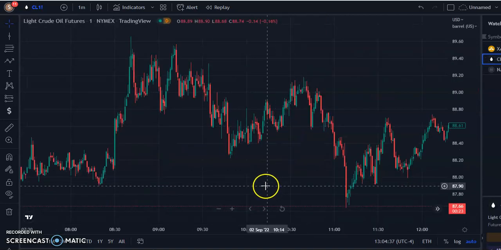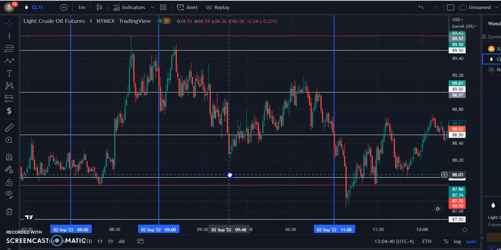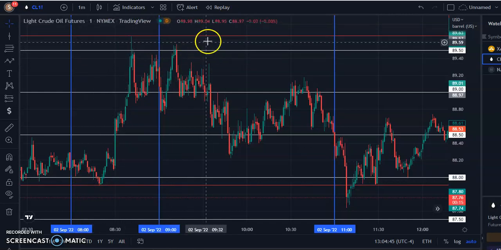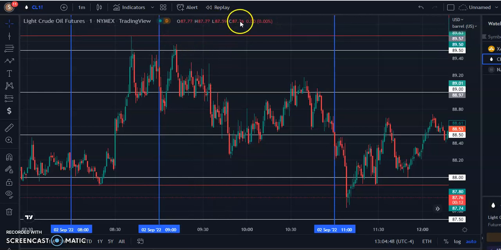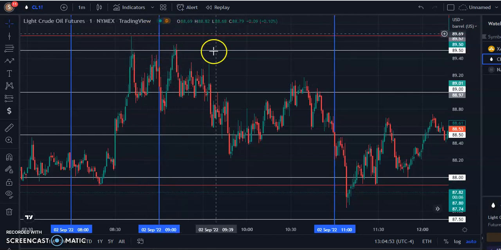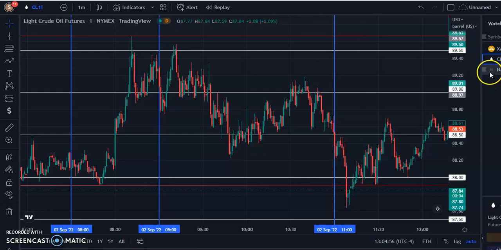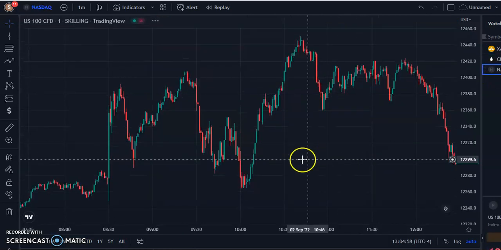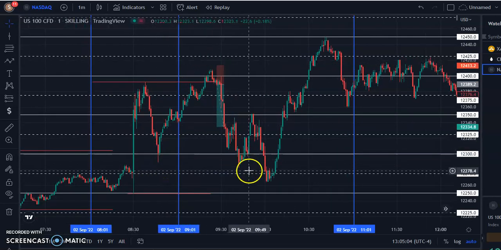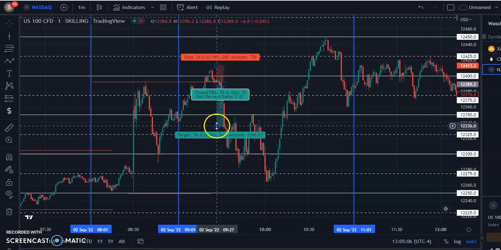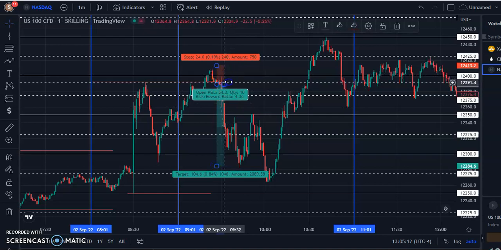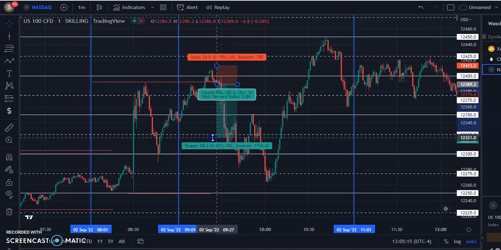Oil, the same. It was choppy, and it gave a pump, but it did not test the high of the day. This is the first hour, pump. Then it did not give me any best setup. But if you look at Nasdaq, it was pump, and then dump. There are people who caught the whole 100 pips. But for me, 50 pips is enough.